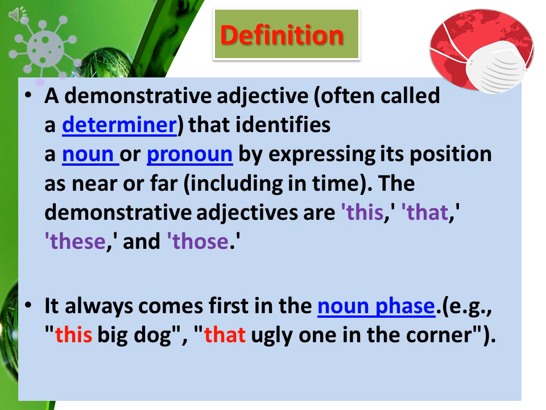So it always comes first in the noun phrase. يعني دائما هذا demonstrative كيجي في الأول noun phrase الجملة. Example: this big dog, that ugly one in the corner. So look, it comes at the beginning of the sentence. دائما كيجي في أول الجملة الاسمية noun phrase.